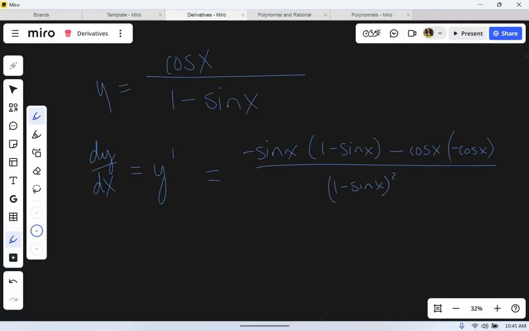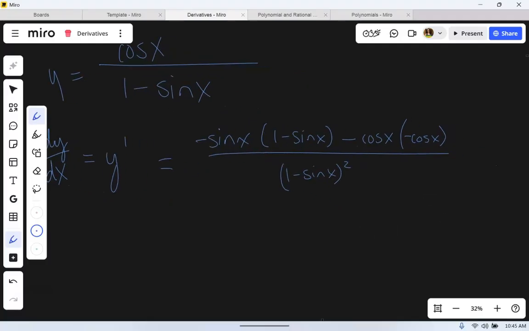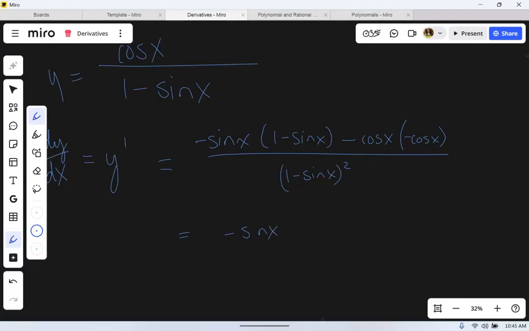All over the bottom squared. That's it. I need to clean it up just a little bit. So, make it square. You get negative sine x plus sine squared x plus cosine squared x.